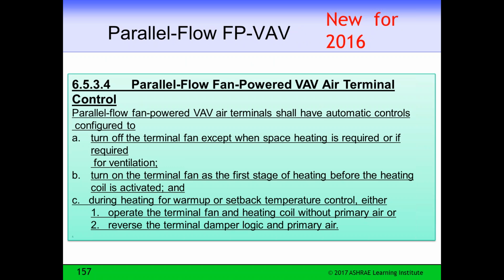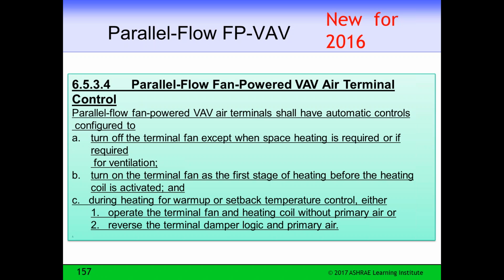Parallel fan-powered VAV air terminals. This again is a new requirement for 2016. Parallel flow fan-powered VAV terminals shall have automatic controls configured to turn off the terminal fan except when space heating is required or if required for ventilation. Parallel fans aren't supposed to run in normal operation, so they would only run in heat, but this makes sure that you're not doing some sequence that has it run in other situations.